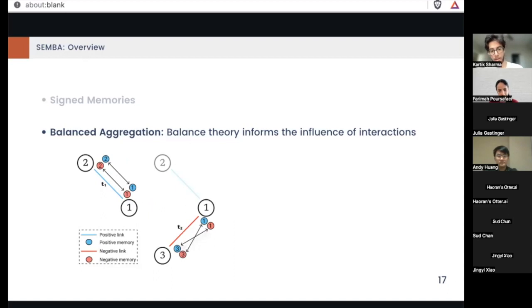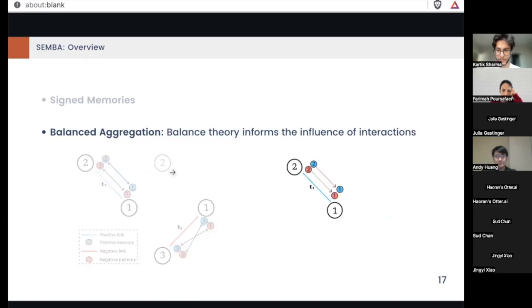So based on balance theory, one very simple idea would be: if there is a positive link, as there is at timestamp T1, then we would update the positive memory with the positive memory, and the negative memory with the negative memory. And if there is a negative link, then we do the opposite. We update the positive memory with the negative memory of the other node, and the negative memory with the positive memory of the other node. Why is that? Let's see how that would actually realize, or enforce, the balance theory.